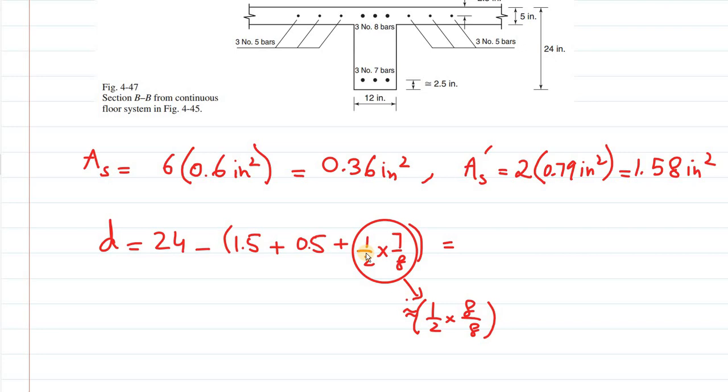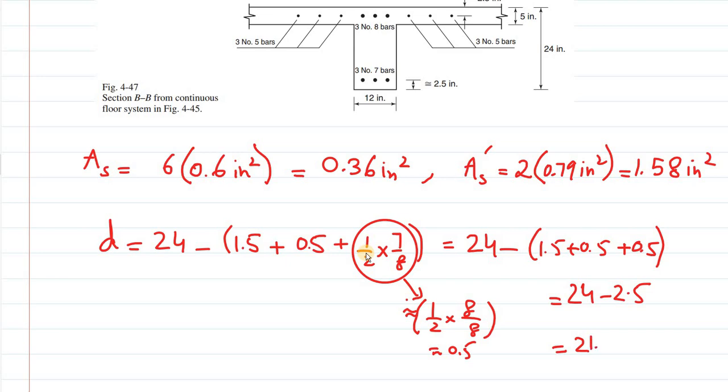So the final answer, this will become half. So half plus half would make 1, and 1.5 plus 1 would make 2.5. So this would become 24 minus 1.5 plus 0.5. This is dia of the stirrup bar, 0.5 inch, in fact 4/8, and then you add half inch as half dia of the longitudinal bar. So this becomes 24 minus 2.5, which is 21.5 inch. Sorry, this is DT. I mistakenly wrote it D.